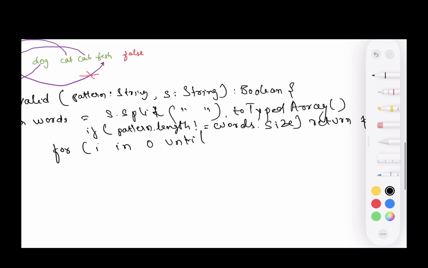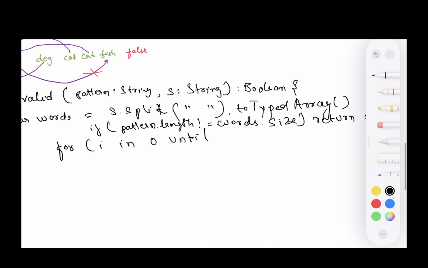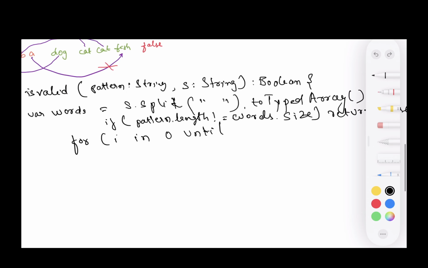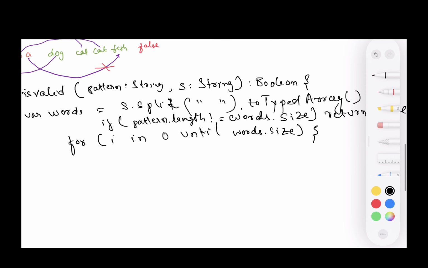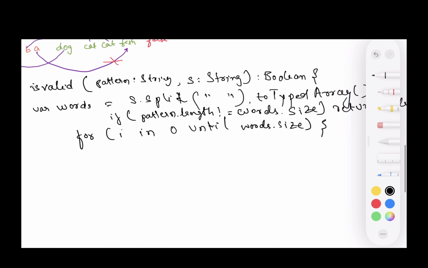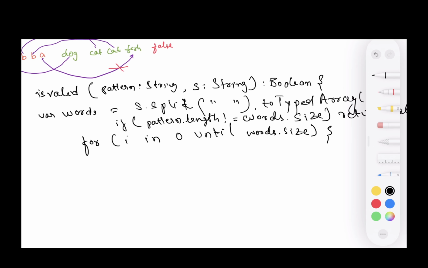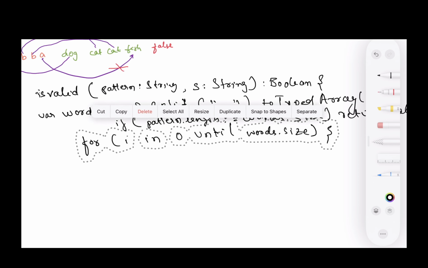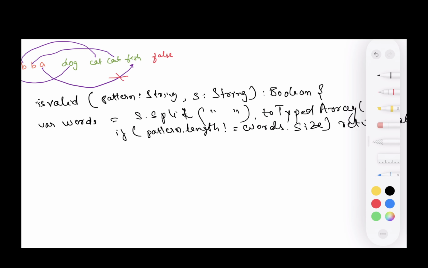What if in other cases, what we should do, we should iterate through the array for i in 0 until words dot size. Okay, throughout the array I'm going to iterate. So now what we should do, we should take another variable, that is hash map. Let me write that hash map also and delete this line of code. Cool. Now I deleted, and we should take a hash map.